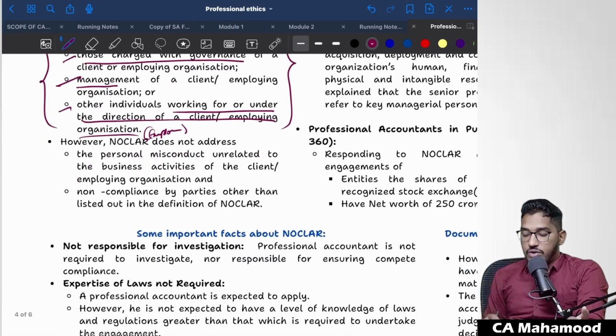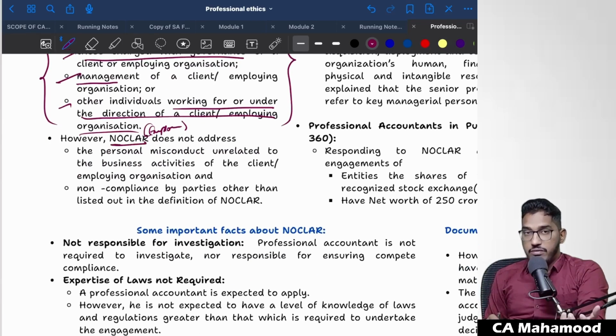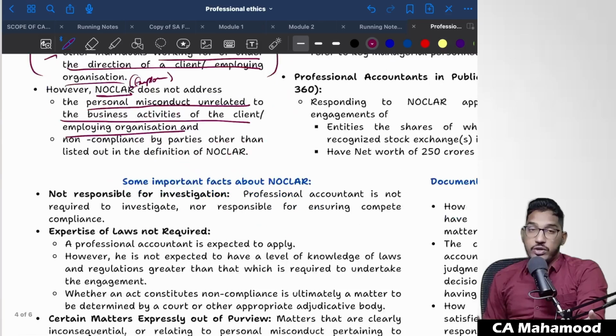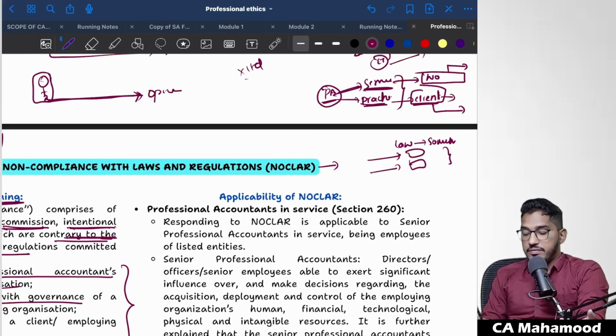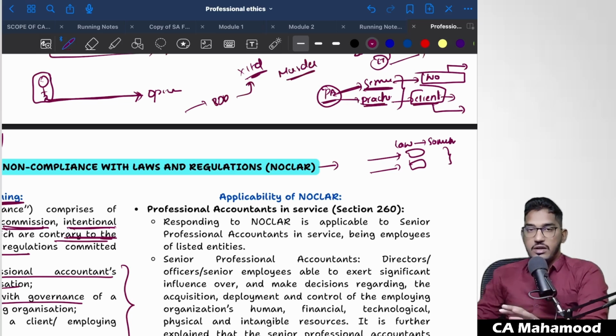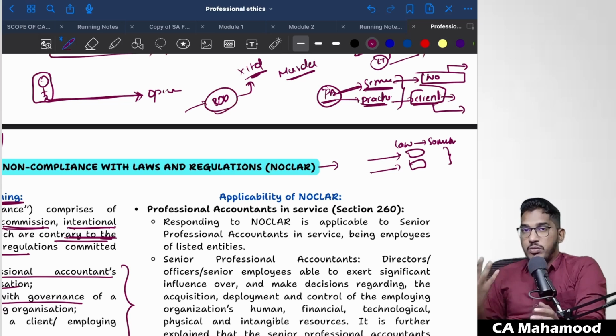Clear? However, when I say non-compliance, it does not include personal misconduct unrelated to the business activity of the client or employing organization. For example, I'm conducting audit of the client X Limited. I came to know that one of the board of directors of this client X Limited committed a murder. For example, he committed a murder of his family relative. Now, will that also come under non-compliance, which I should be bothered about?